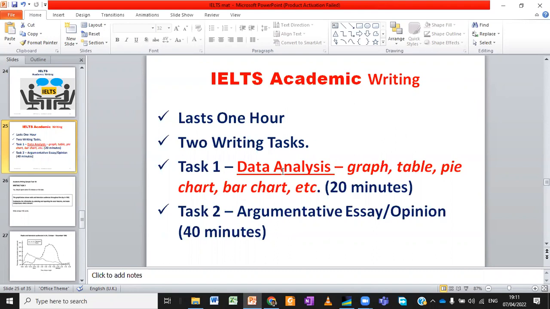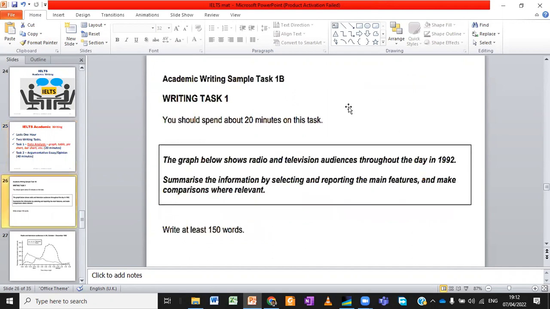The task 2 is an essay. It's actually an opinion essay where you compare, just like an argumentative essay, where you compare and you bring out your own opinion. Okay, so let's look at the task 1, which should not exceed 20 minutes because you need to manage your time. You'll have just 1 hour for this paper.